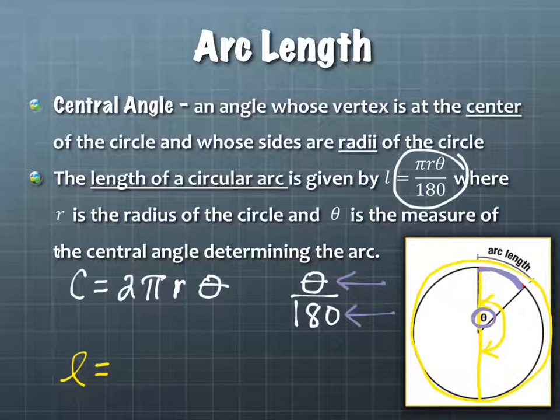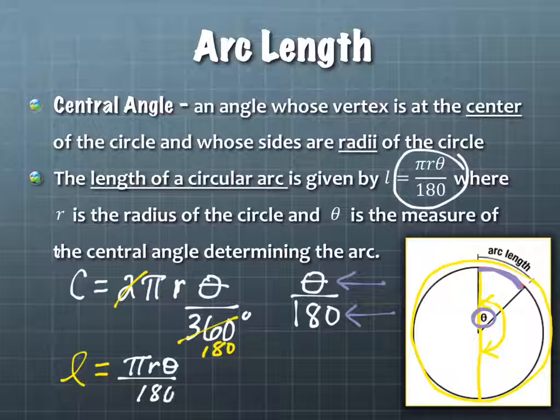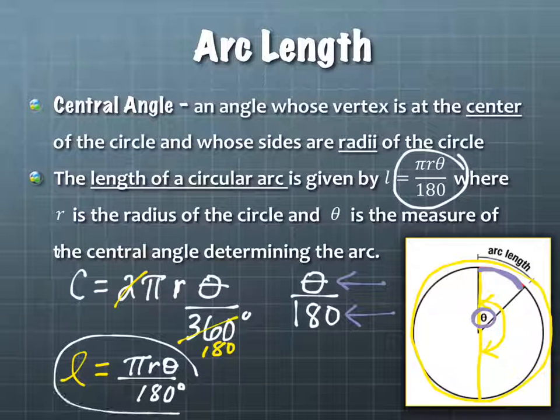Your theta compares to the whole circle, which is 360, and then the 2 cancels with the 360. I knew I was missing something in my formula. There we go. So this reduces to the 180. The whole circle is 360 degrees, and your portion of it is just the theta. So this reduces to pi r theta divided by 180. And now you can find your pizza crust.